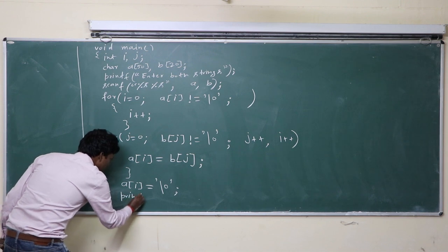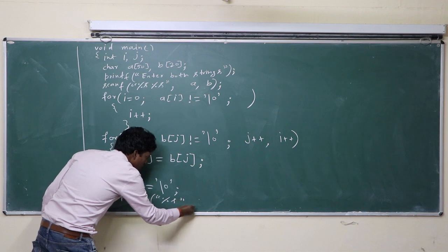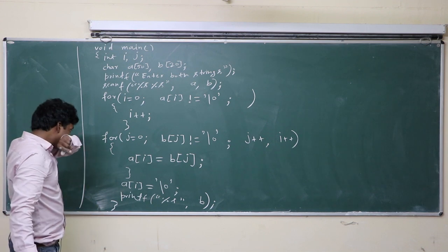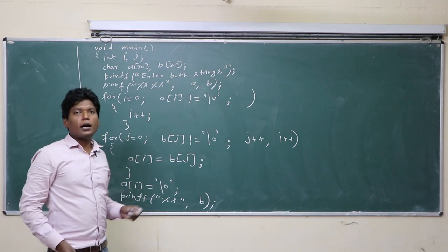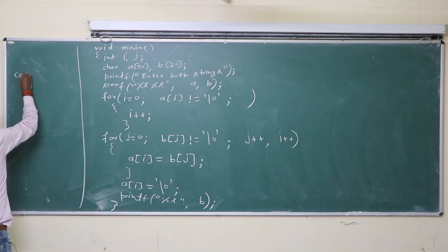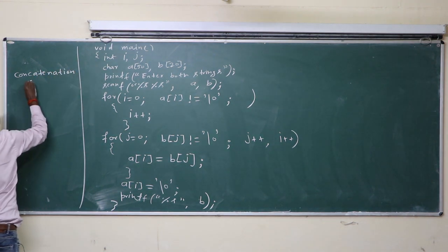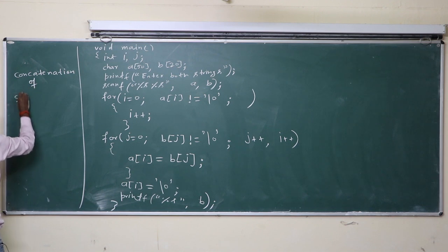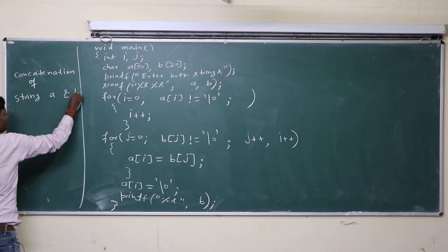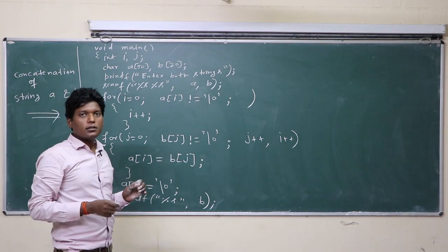printf %s, b. Main is closed here. Class, this is a program for concatenation of two strings. Concatenation of string A and B. Class, here two strings are concatenated.